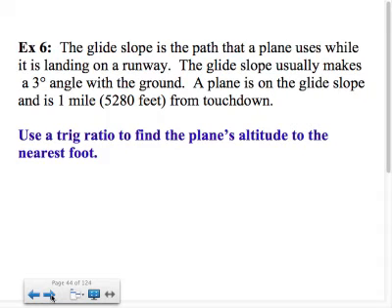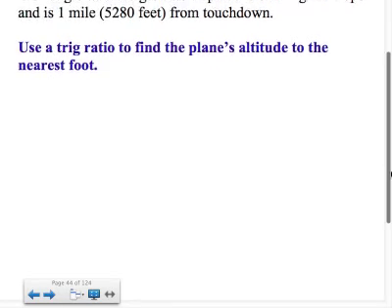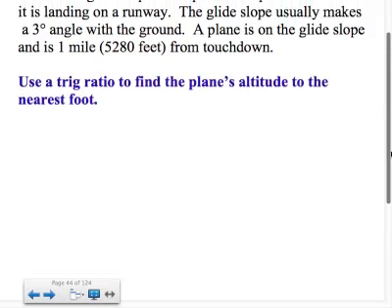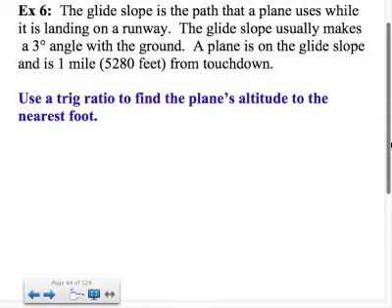It says the glide slope is the path that a plane uses while it is landing on a runway. The glide slope usually makes a 3-degree angle with the ground. A plane is on the glide slope and is 1 mile from touchdown. They want to know what is the plane's altitude. So, perspective. All right.